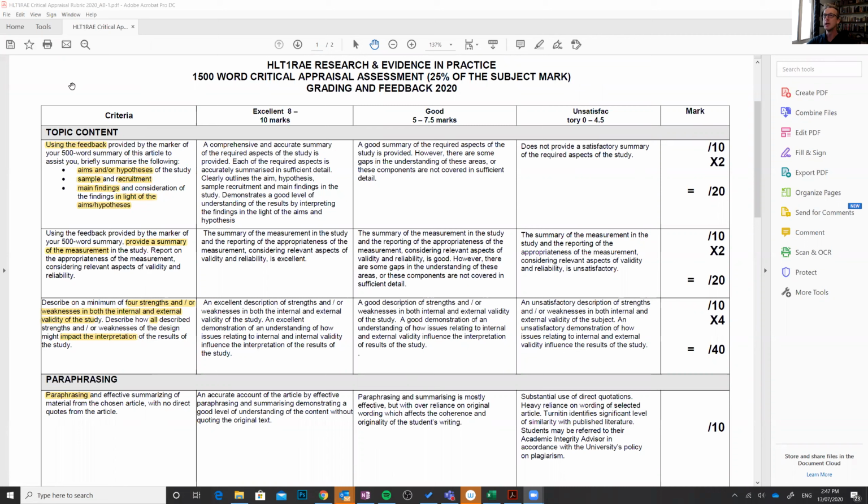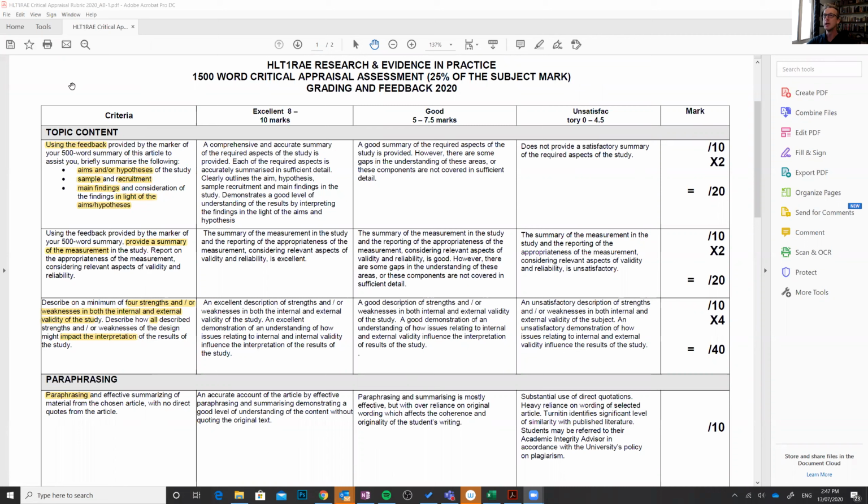So what I'm going to do is share my screen and walk you through the process that I would go through if I was writing this assessment task. So let's share the screen. Okay, we don't want to look at me anymore.